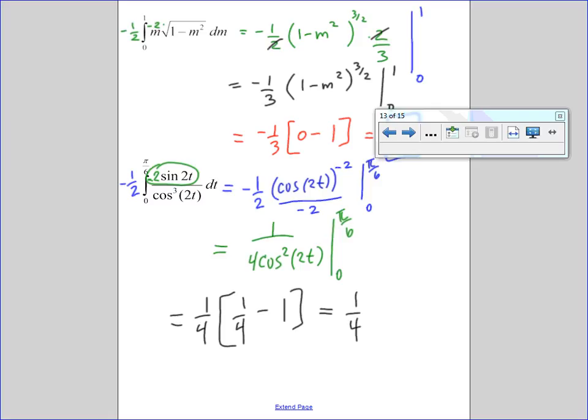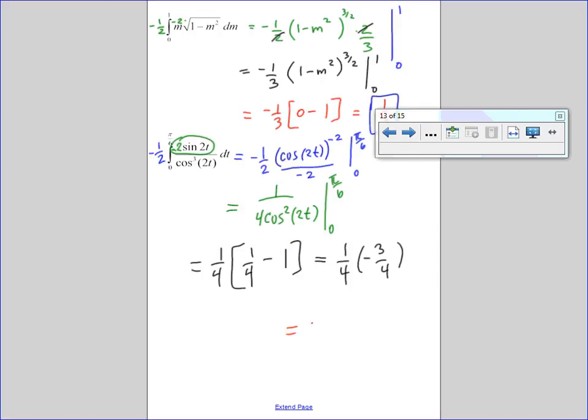1/4 minus 1 is negative 3/4. Is that what you guys are getting? So that's negative 3/16. And we can check out Math 9.